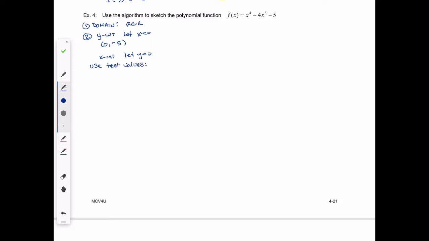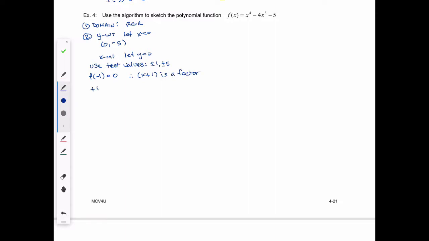And the test values I'm going to use are going to be b over a. So a is 1, so it's basically b. So it's going to be plus minus 1, plus minus 5. So based on experience, I'm going to try f of -1 first. If I plug -1 into the function, we have -1 to the exponent 4, which is 1, subtract -1 to the exponent 3 times 4, which is going to be plus 4, which is 5. Subtract 5 is 0. So we know that, therefore, x plus 1 is a factor.